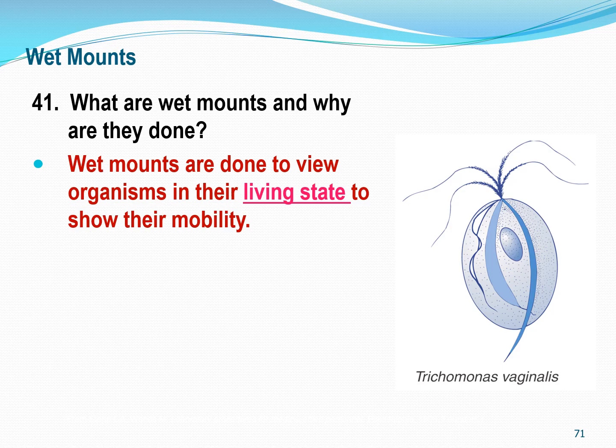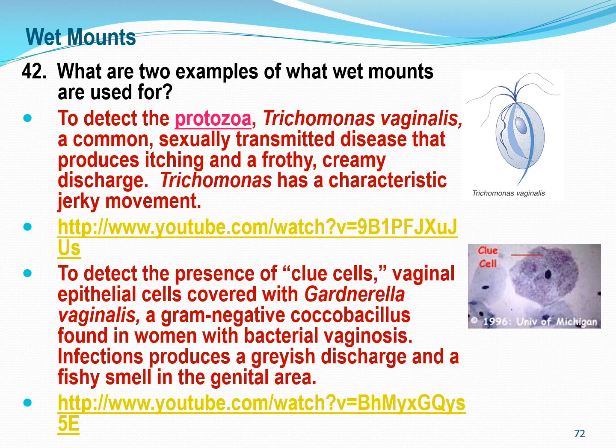Okay, then let's talk about wet mounts now, okay? So what are wet mounts and why are they done? Wet mounts are done to view organisms in their living state to show their motility. So we're going to talk about two examples of what wet mounts are used for. They're used to detect protozoa like Trichomonas vaginalis, which is a common sexually transmitted disease that produces itching and a frothy, creamy discharge. Trichomonas has a characteristic jerky movement.